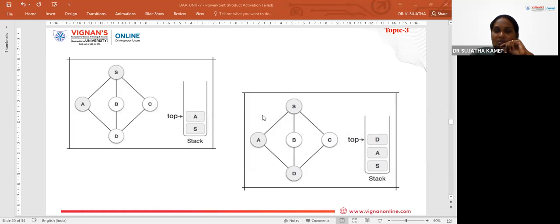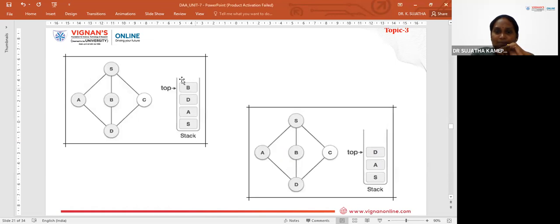Then we need to explore the unvisited vertices from D as well. So here it is having the adjacencies A, B and C. Since A is already visited, we need to consider only the unvisited vertices B and C. Now out of B and C, we are considering alphabetical order, since B comes first, we are considering B. Now we need to mark B as visited and push it onto the top of the stack.